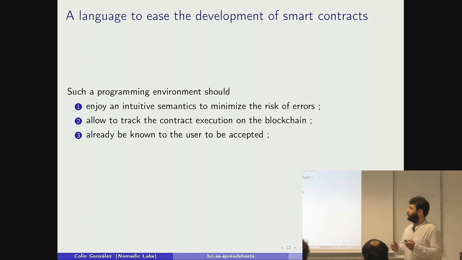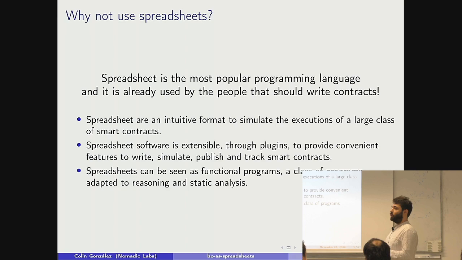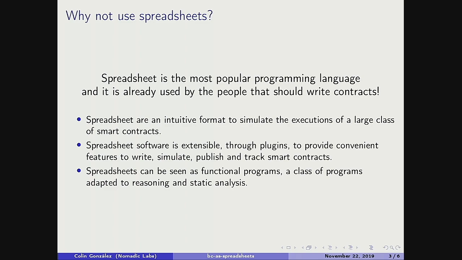So we thought, why not use spreadsheets? Spreadsheets are the most popular programming language, and they're already used by people who should write contracts. Spreadsheets are an intuitive format to simulate executions of a large class of contracts, perhaps not all, but a large one. Spreadsheets are extensible. By writing plugins we can change the behavior of spreadsheets and add features to write, simulate, publish, and track smart contracts on the blockchain. And spreadsheets can be seen as functional programs, a class of programs adapted to reasoning and static analysis.